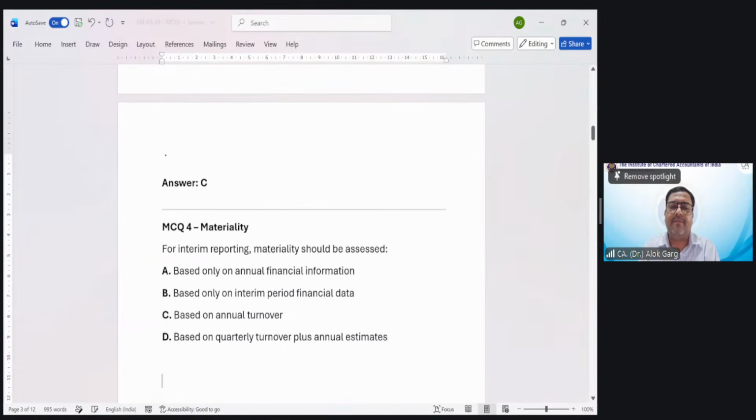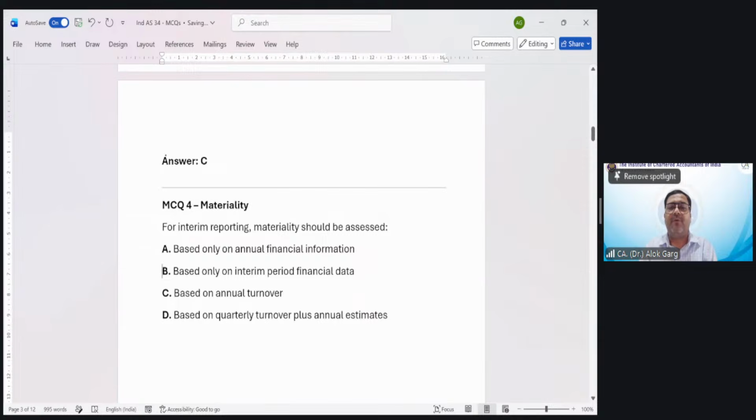Materiality. For interim reporting, materiality should be assessed based only on the annual financial information, based only on the interim period financial data, based on annual turnover, or based on quarterly turnover plus annual estimates. Tell me what is the right answer. Sorry, question number 4. What is the right answer?